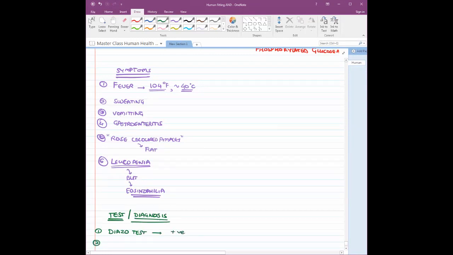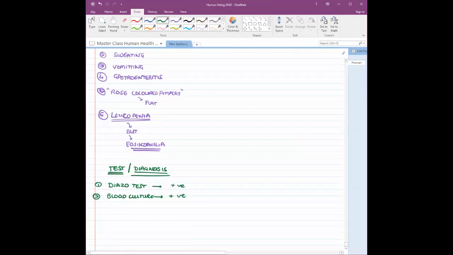Second important thing, we are also going to do a blood culture. You must have heard of urine culture, sometimes stool culture. In the same way, we will also do a blood culture. This will also turn out to be positive. And the characteristic test which is used for detection of typhoid is the Vidal test. This test is going to come out to be positive.